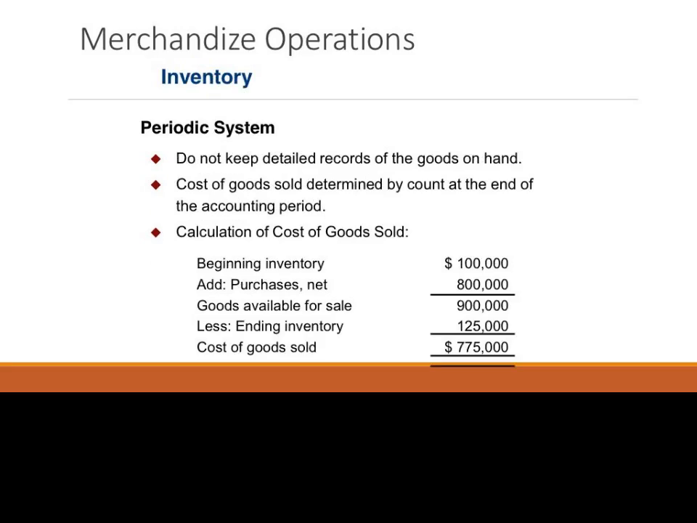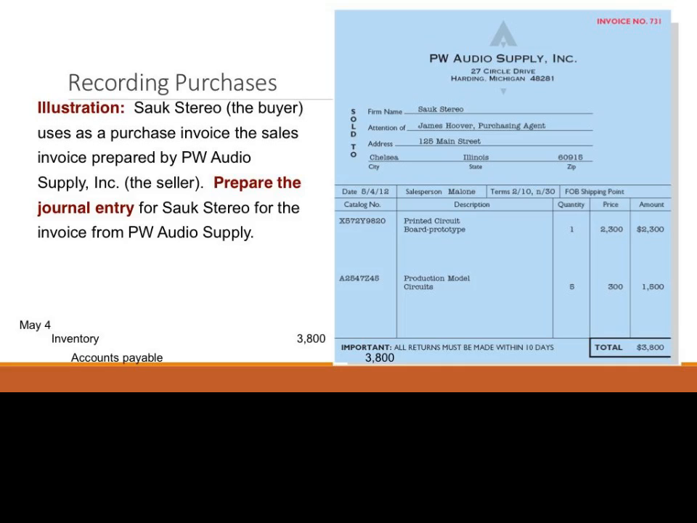Now, contrast that with a periodic inventory system. We do not keep records here. What we do is we calculate what the beginning inventory was. We add what we purchased during the year. Those two together give us the goods available for sale. Then we subtract the ending inventory to give us the cost of goods sold. For the balance of this, most companies use a perpetual inventory system because it's simpler and more accurate. And that's what we will use when we record these transactions.